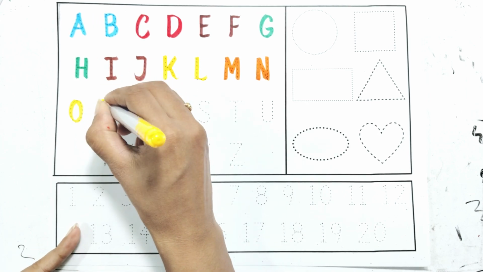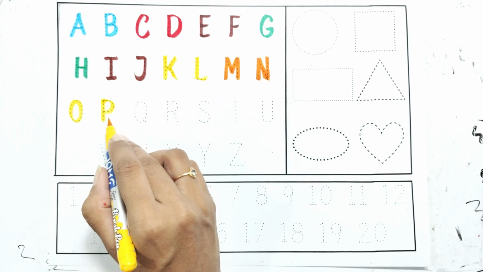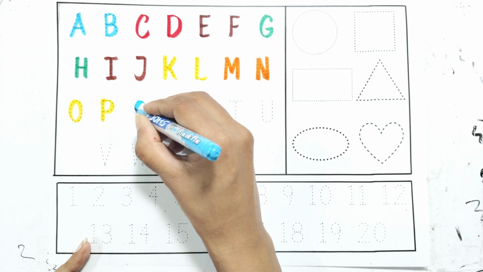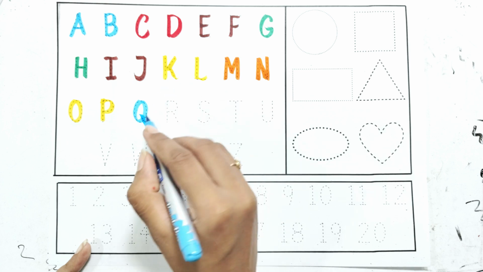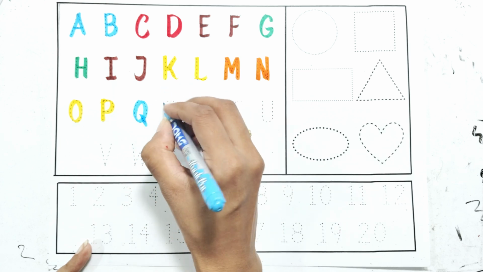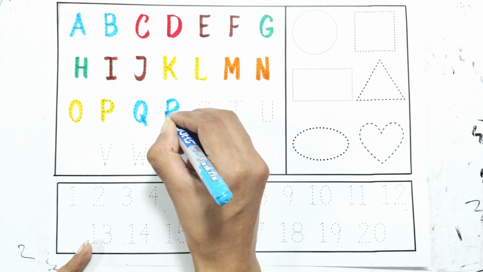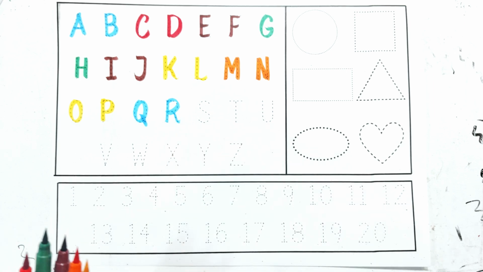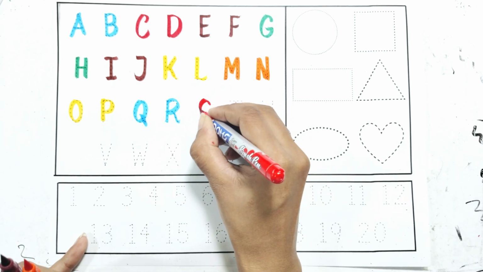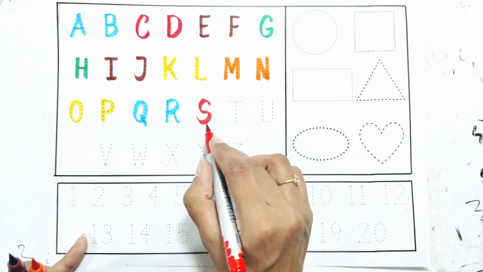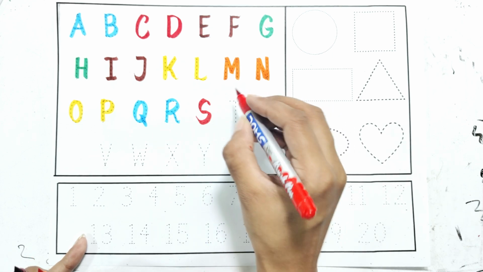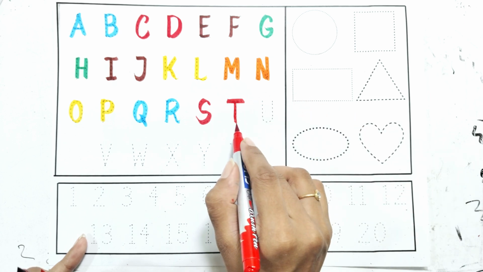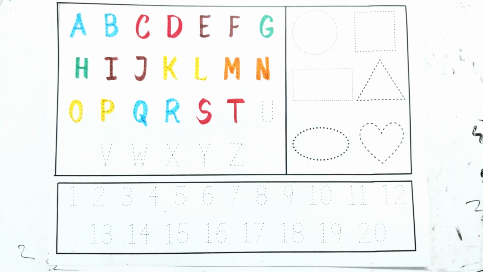Write with me P. P is for penguin. Write with me Q. Q is for queen. Write with me R. R is for rainbow. Write with me S. S is for sunflower. Write with me T. T is for tiger.